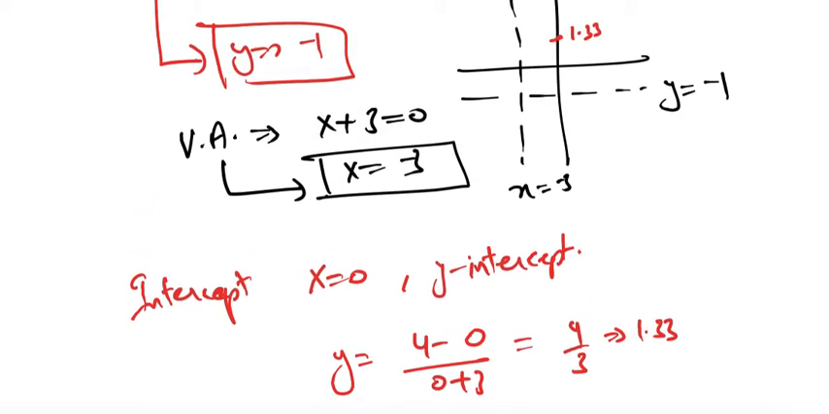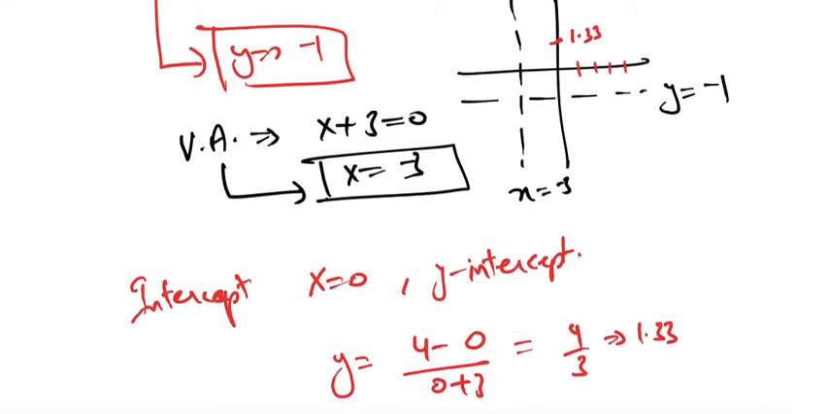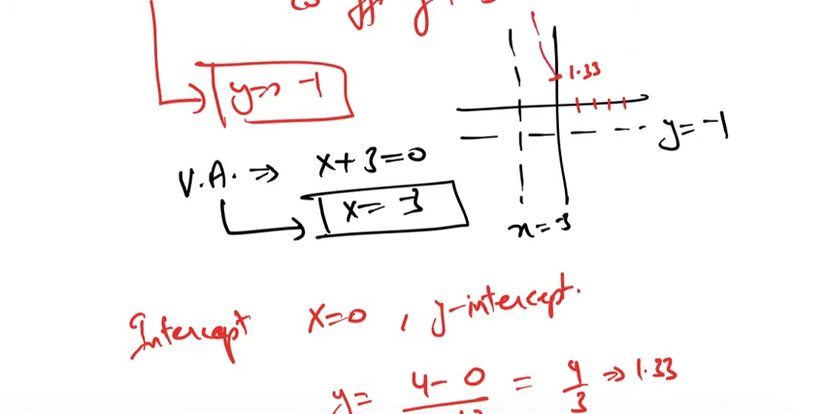Now x equal to 4, so 1, 2, 3, 4, let's say. So the graph would be coming like this and going this way. So the other graph shape would be like this. So the final graph shape is this and this.